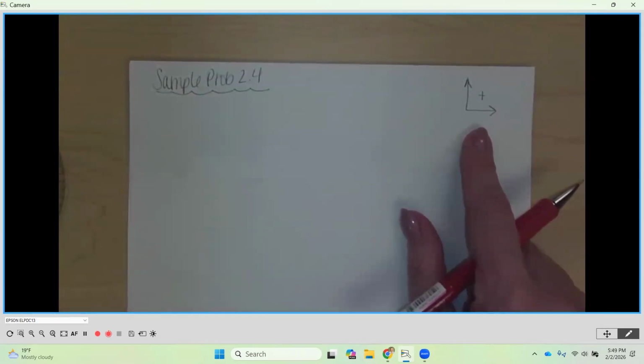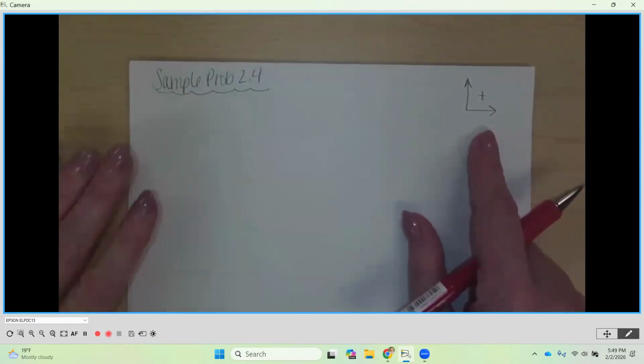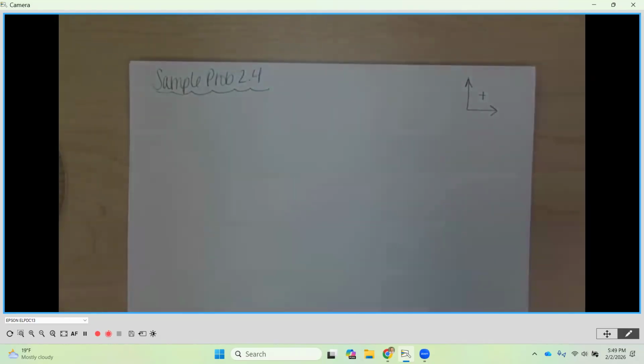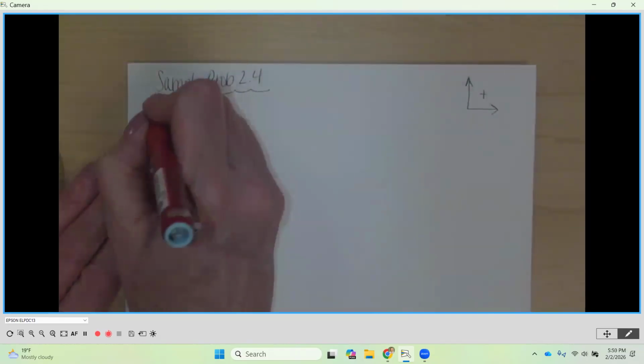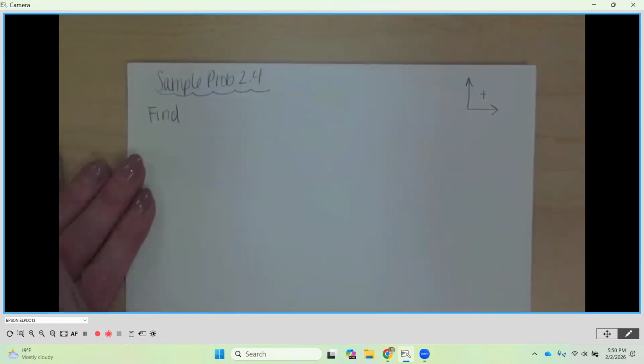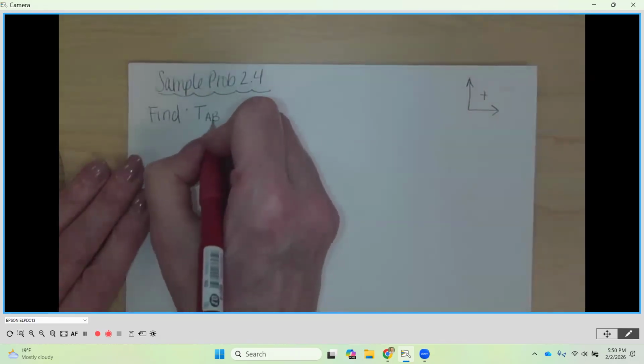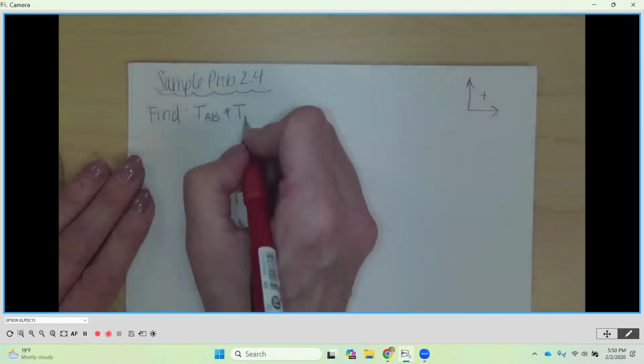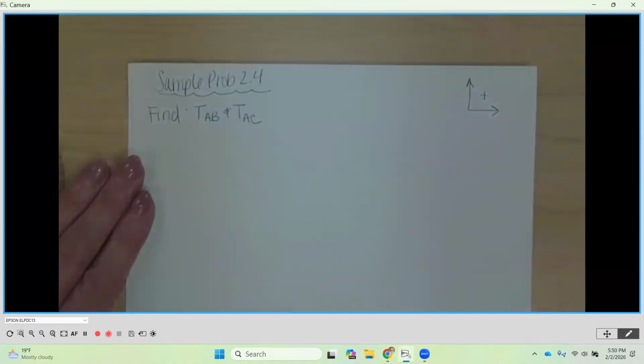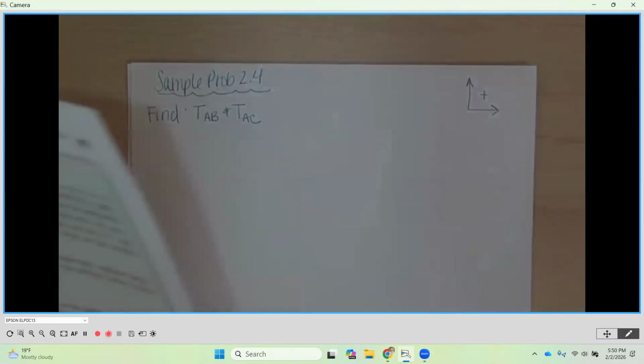Just like last time, we identified anything going vertically up was positive in the equations we were going to use, and then anything going to the right horizontally is going to be positive. Anything going down or to the left then would be negative, okay? Now, what we need to find is the tension in cable AB and the tension in cable AC. Okay, and let's look back at where those are coming from in our diagram.